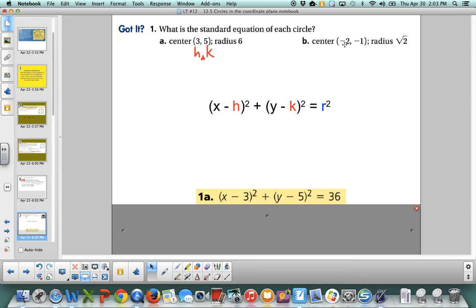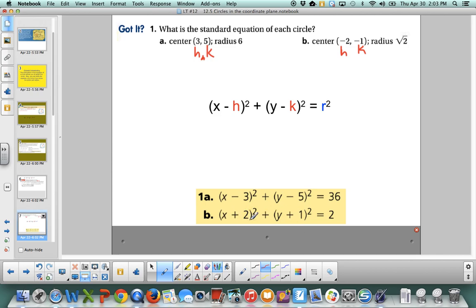If you're doing this one, that's your h, that's your k, and this is your square root. When you plug it in here, h is going to be negative 2. So when you subtract a negative 2, what happens? It's the same as adding, so you get a positive 2. k is negative 1, so when you subtract a negative 1, then you get positive 1.